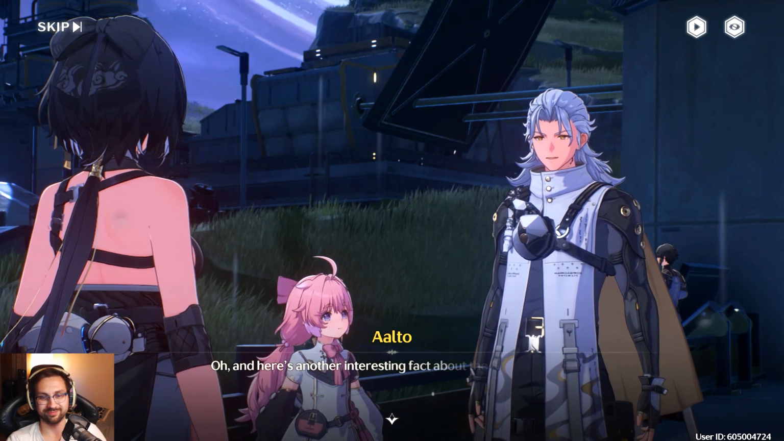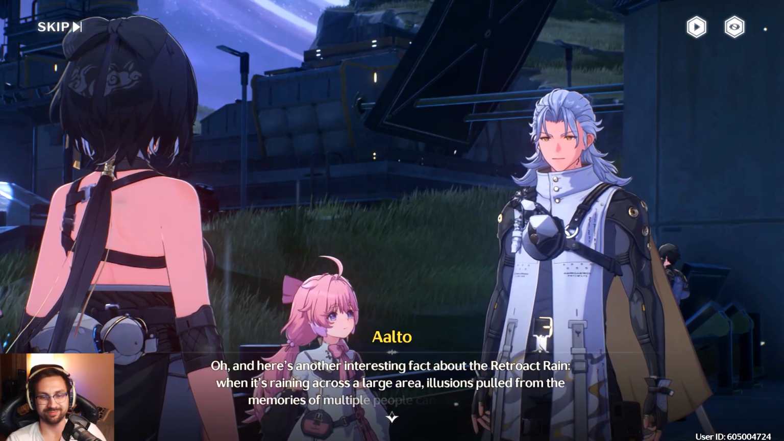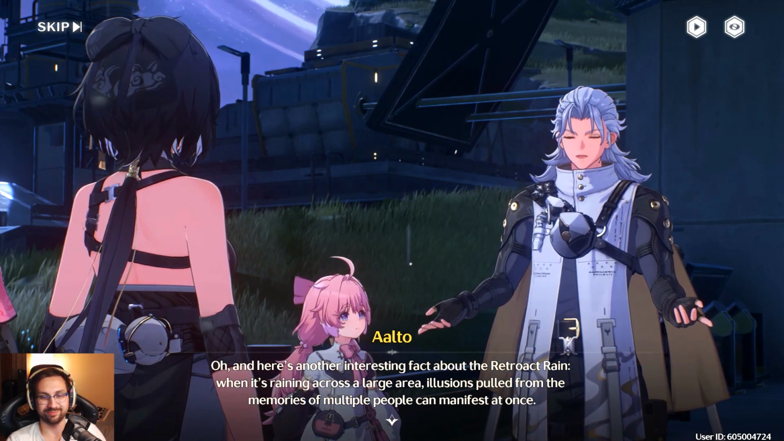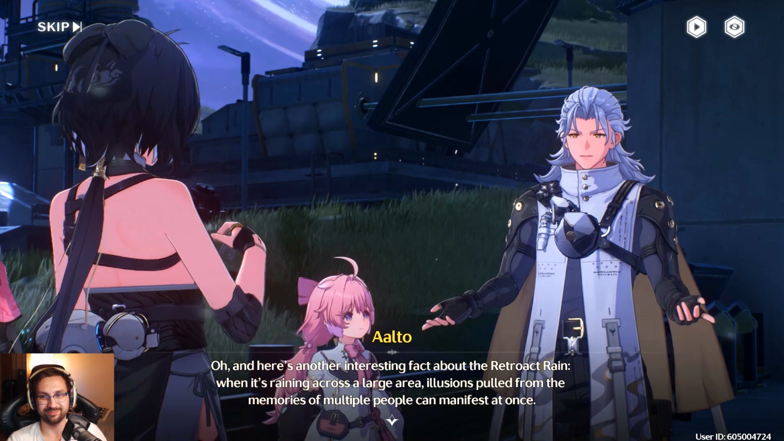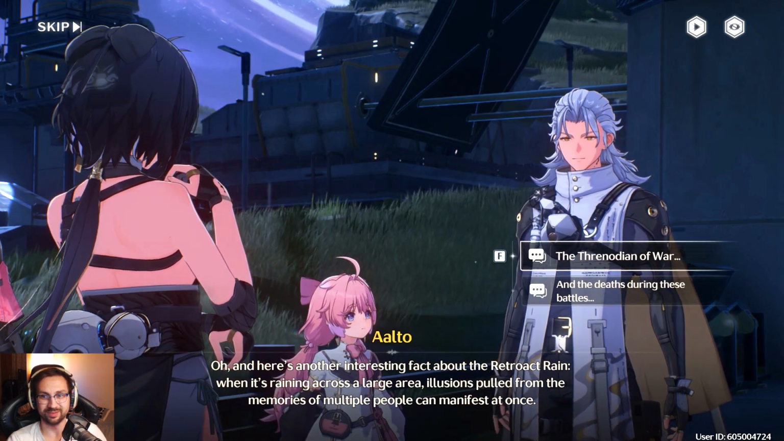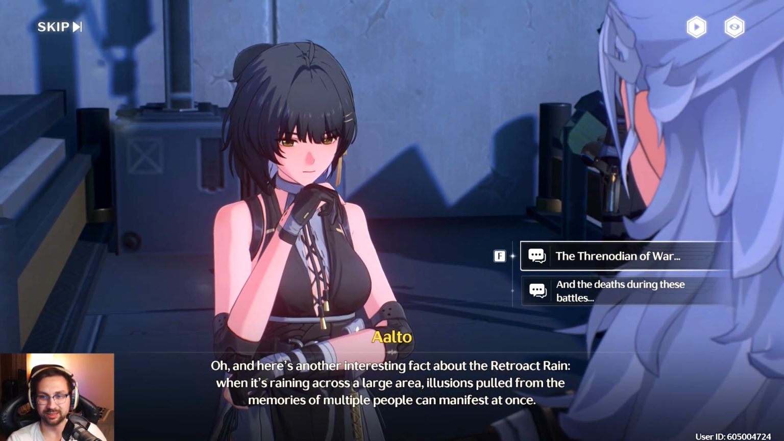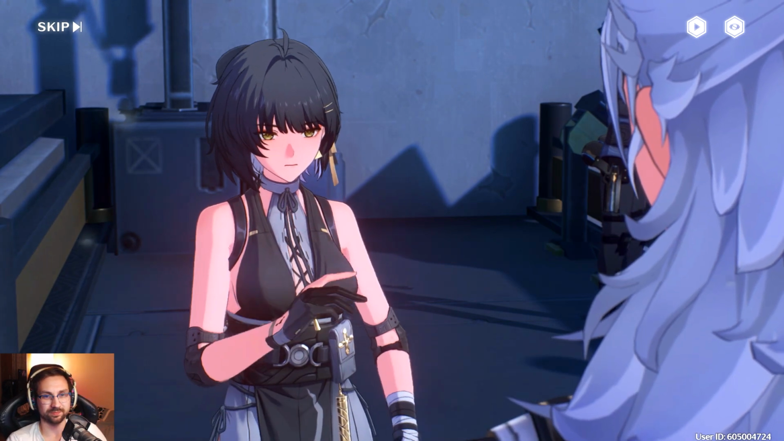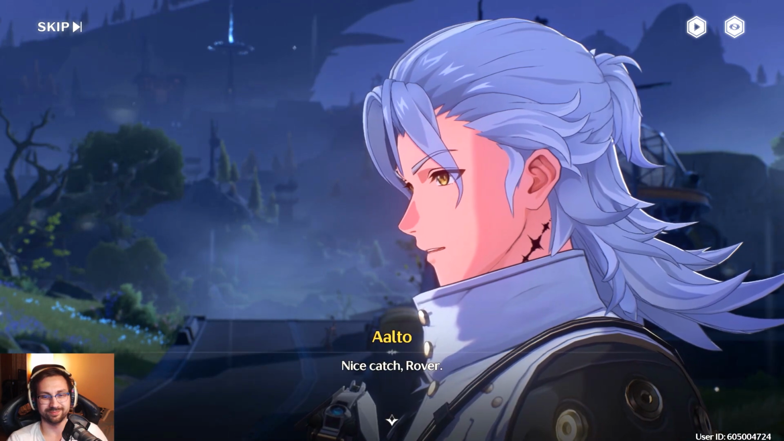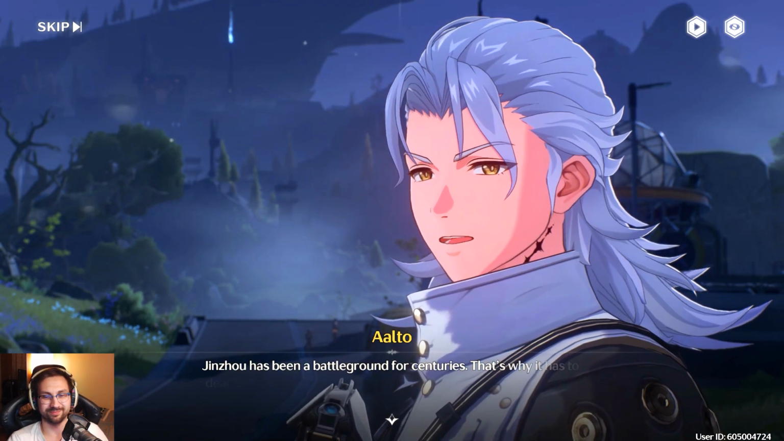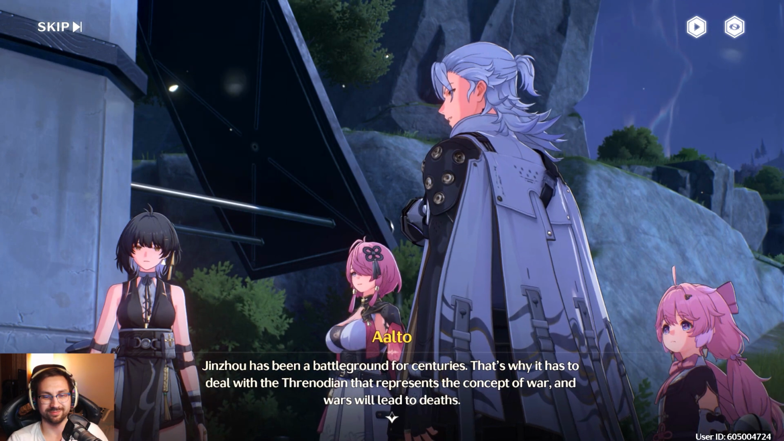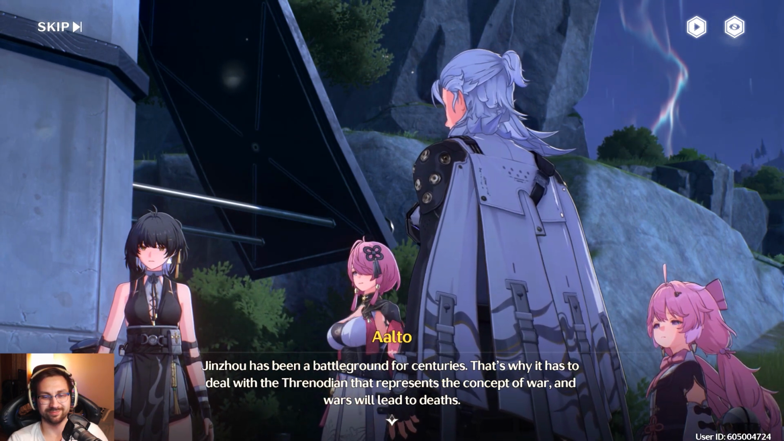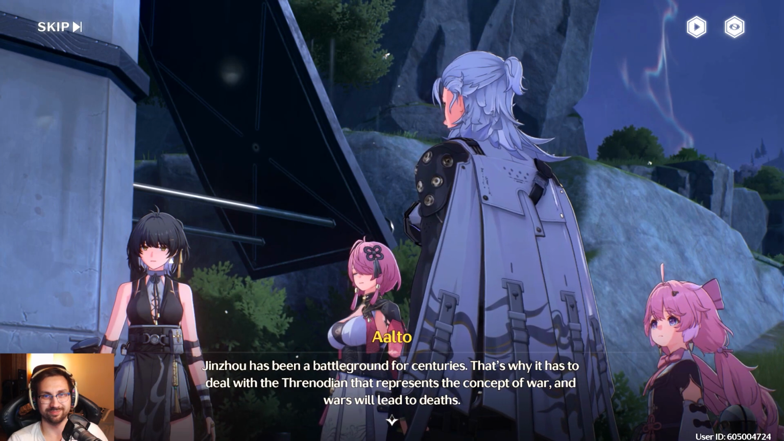Oh, and here's another interesting fact about the retroact rain. When it's raining across a large area, illusions pulled from the memories of multiple people can manifest at once. The Threnodian of war, and the death turning those battlefields. Nice catch, Rover. Jinzhou has been a battleground for centuries. That's why it has to deal with the Threnodian that represents the concept of war. And wars will lead to deaths.